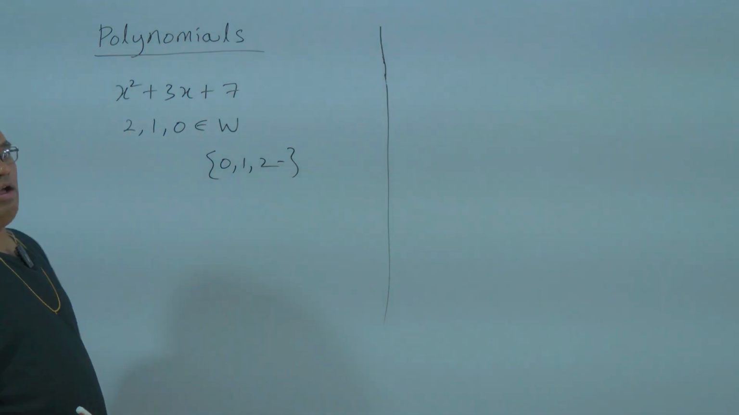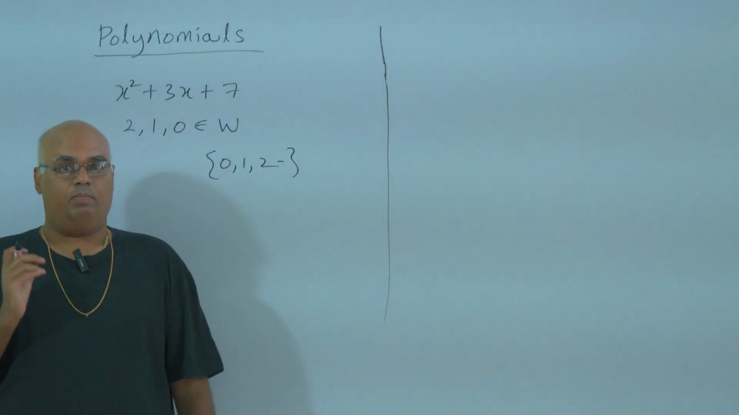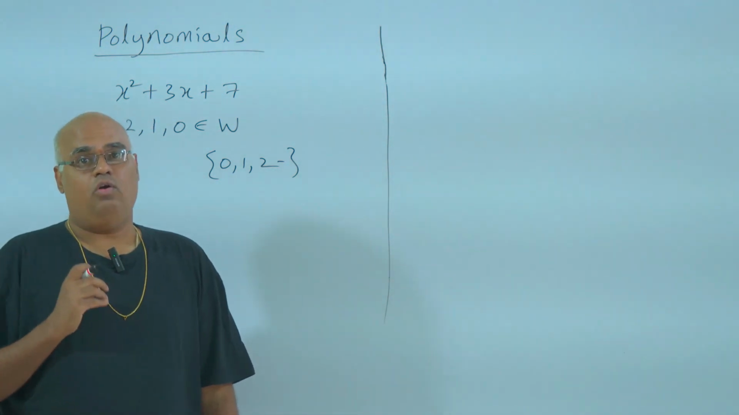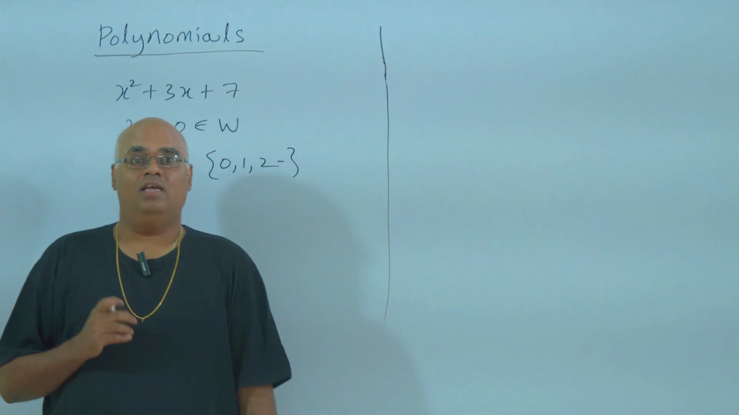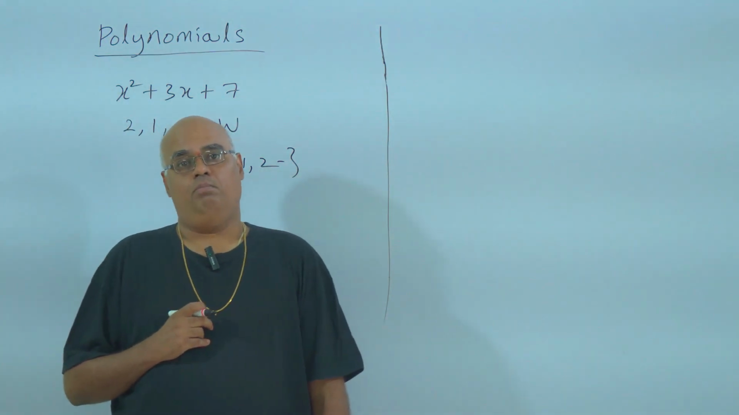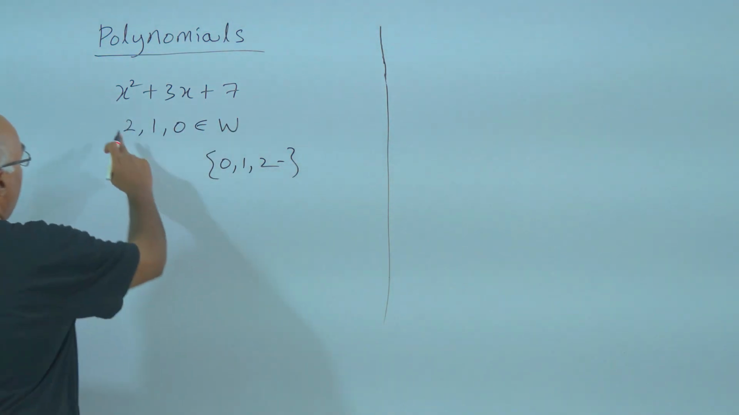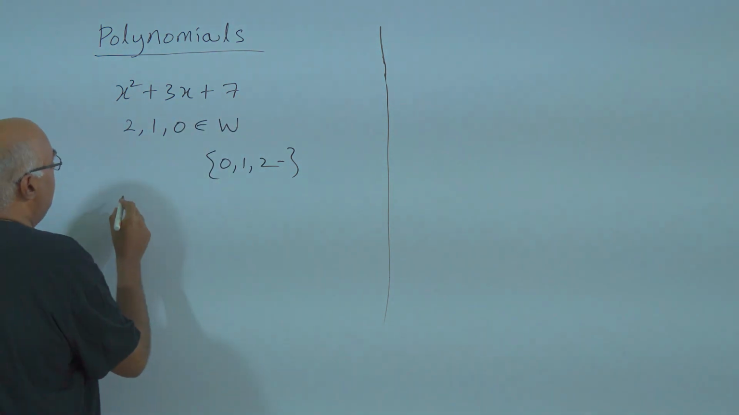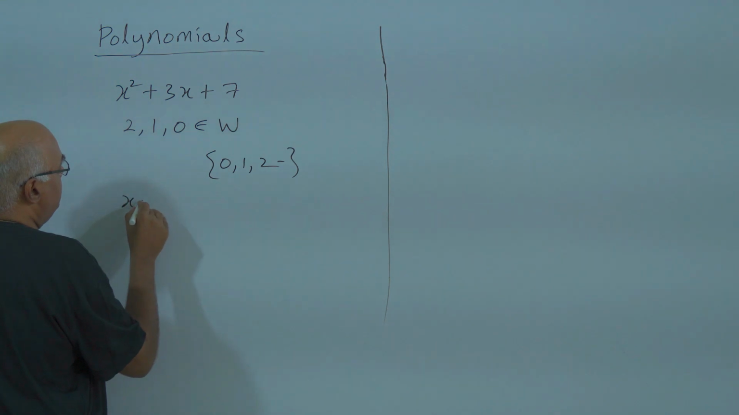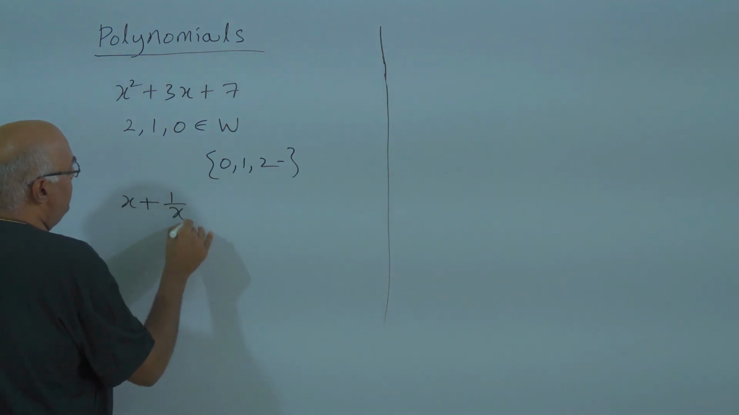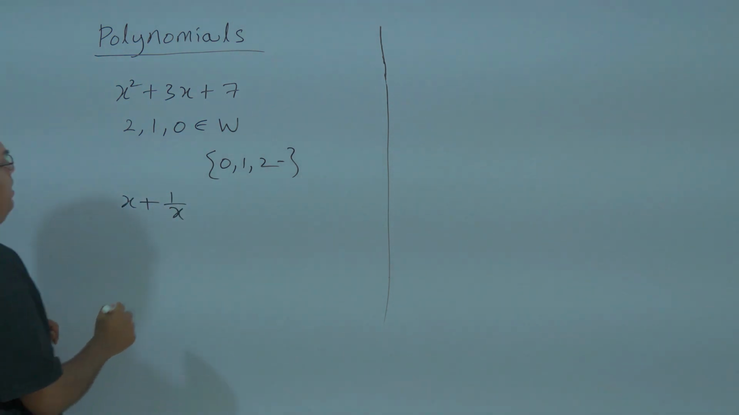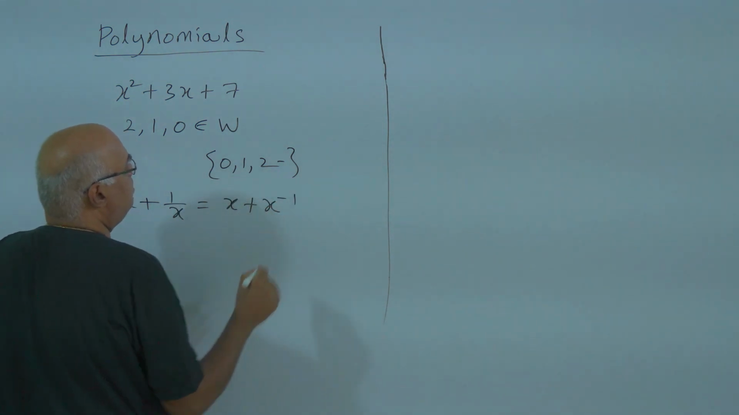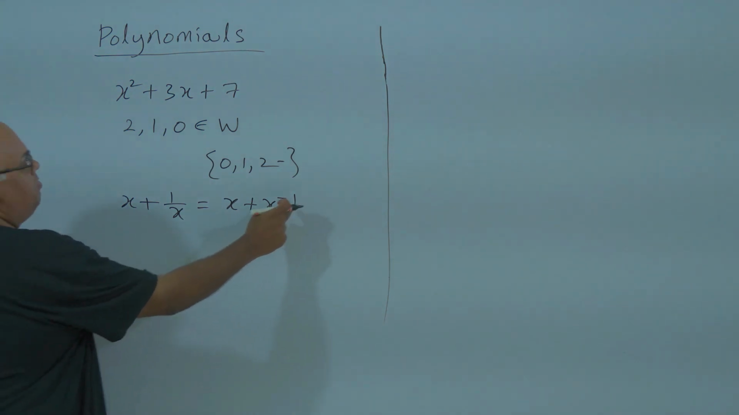So if the power of each and every variable in the algebraic expression is a whole number, then we can say that such an algebraic expression is a polynomial. Now here the algebraic expression is a polynomial. Now let us take another example, say x plus 1 by x. This can be written as x plus x power minus 1. So 1 by x is nothing but x power minus 1.